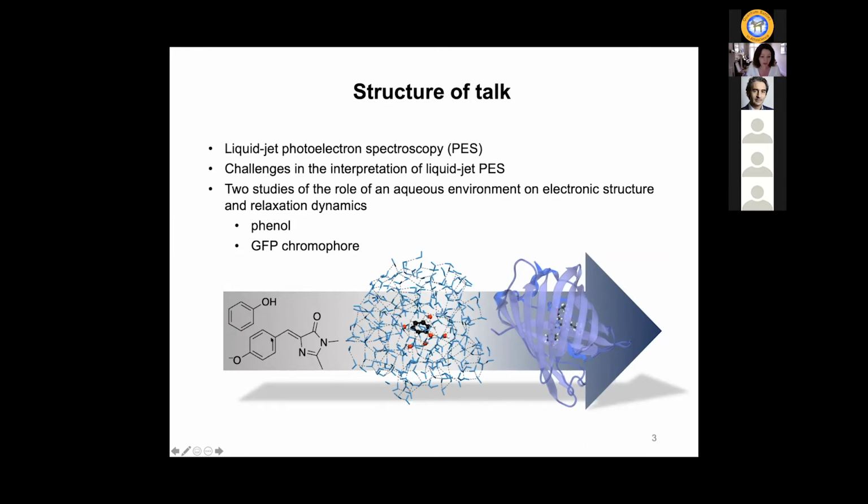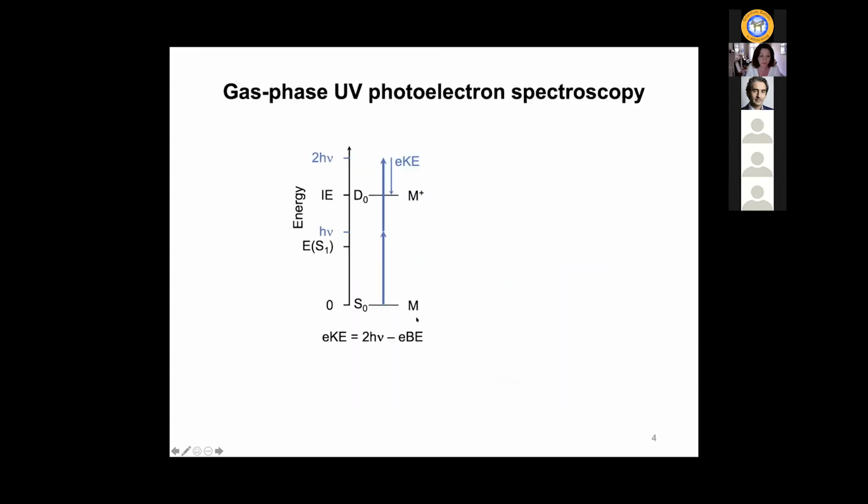It is also one of the building blocks of the green fluorescent protein chromophore, which is this molecule here. And ultimately, we would like to be able to study these biological chromophores in their real native protein environments. But the first step is to understand the difference between the gas phase and aqueous solution.